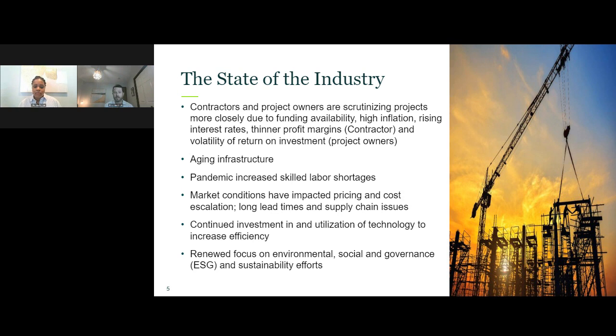Market conditions continue to impact pricing estimates, cost escalations, long lead time, supply chain issues are continuing to be a factor. So understanding your material specifications, making sure that you have those contingency material specifications to support those longer lead items so you don't impact schedule continues to be a focus. Continued investment in and utilization of technology to increase efficiency, and then a focus on the ESG and sustainability efforts continues to be top of mind for our clients.